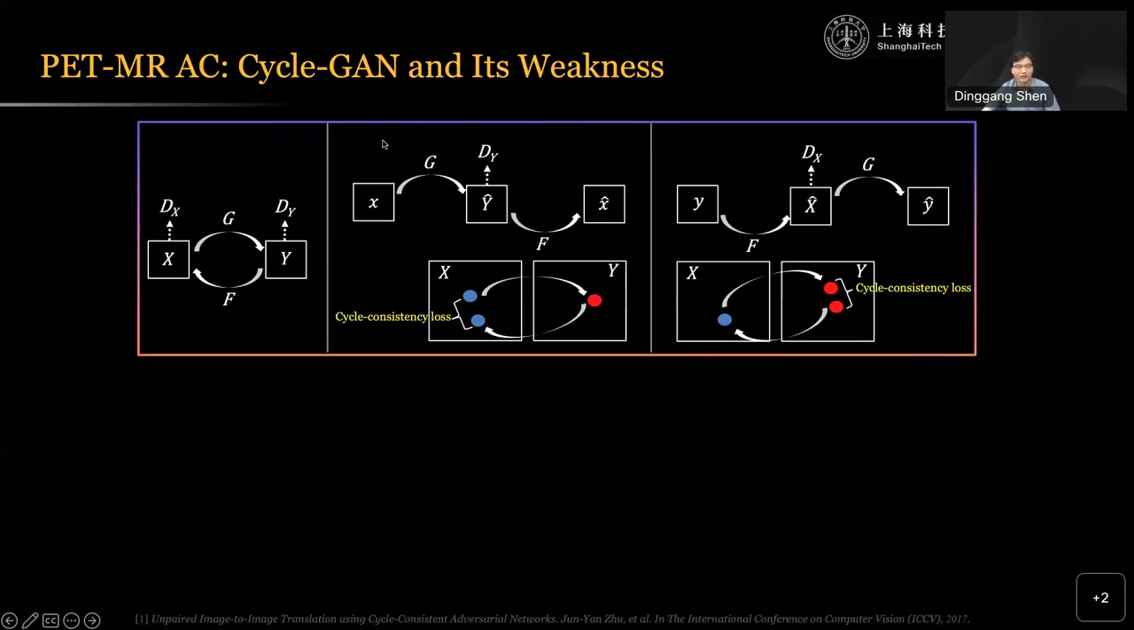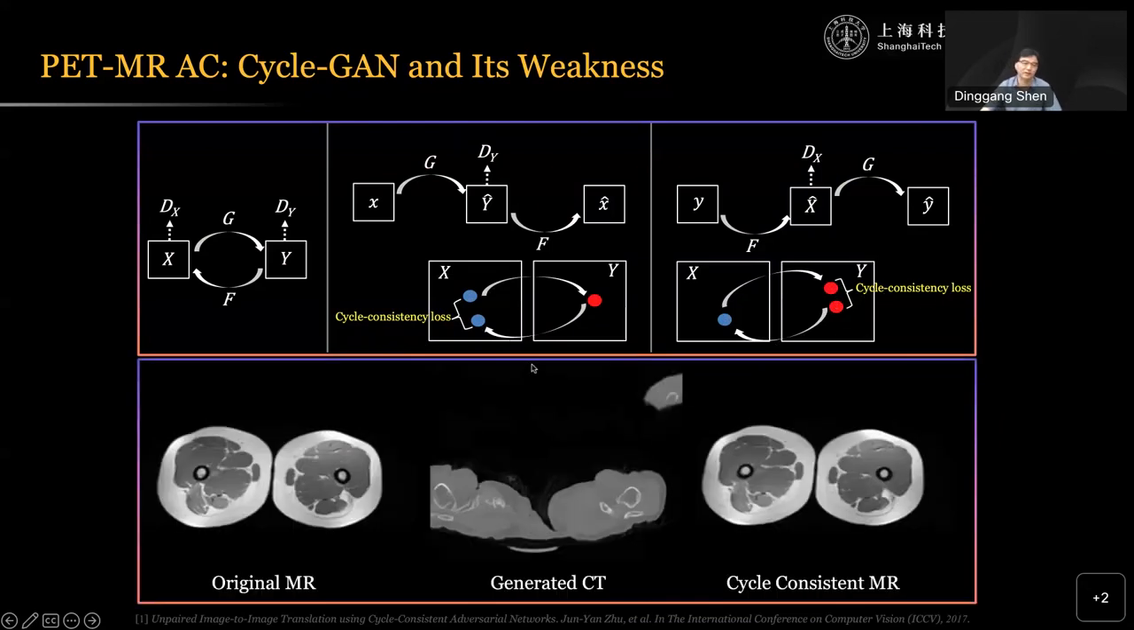So one way to do that is using CycleGAN. I think people already know it very well. For CycleGAN, it means MR to CT, and the CT coming back to MR, they should be similar. Similarly, for example, CT transformed to MR and then going back to the CT domain should also be consistent. So this is like a cycle consistency.